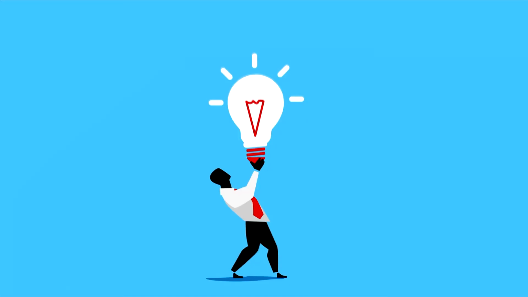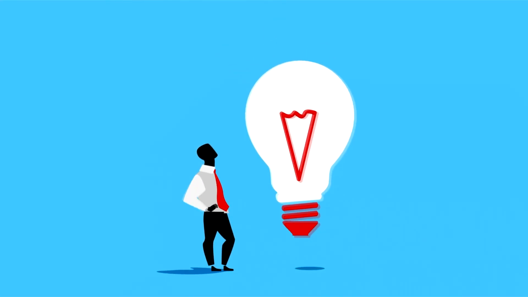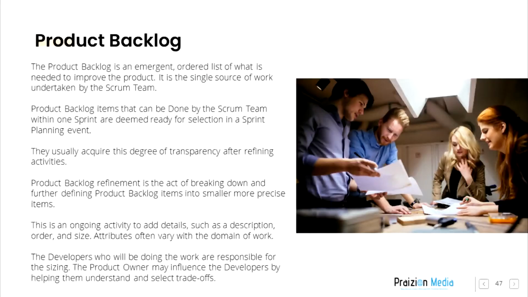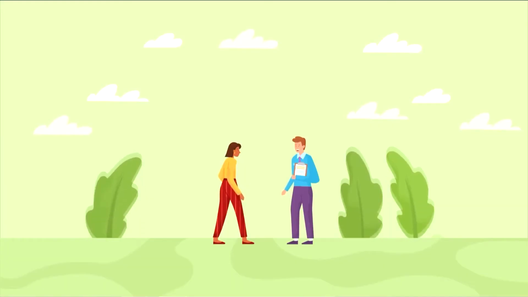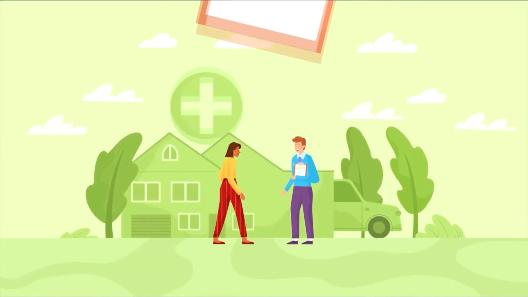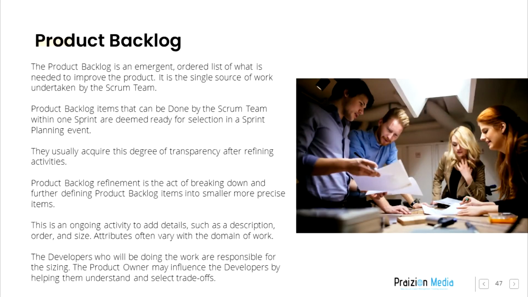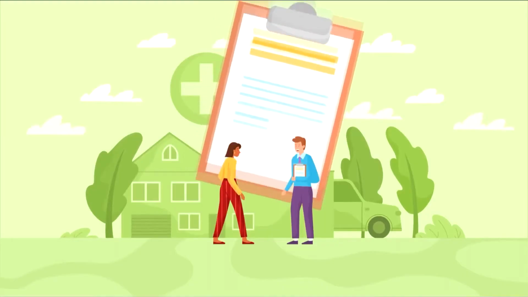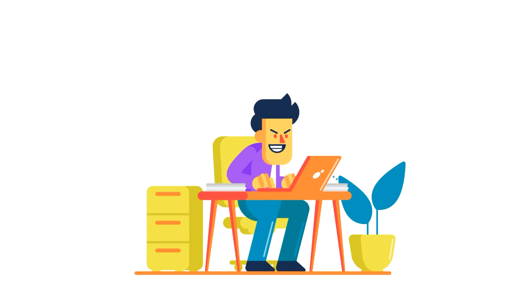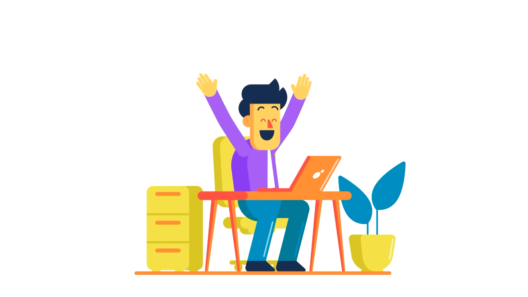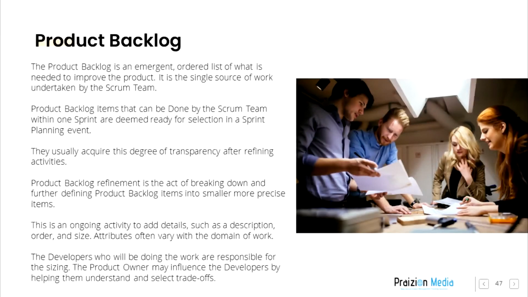Product backlog refinement is the act of breaking down and further defining product backlog items into smaller, more precise items. This is an ongoing activity to add details such as a description, order, and size. Attributes often vary with the domain of work. The developers who will be doing the work are responsible for the sizing. The product owner may influence the developers by helping them understand and select trade-offs.